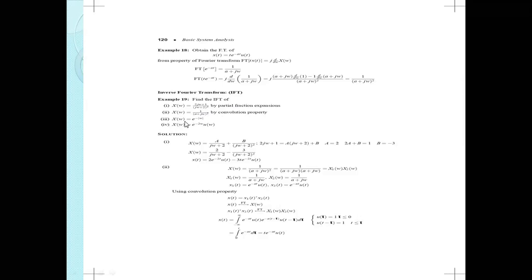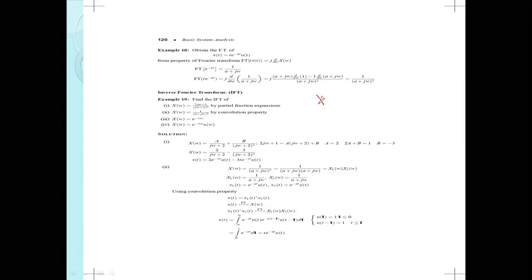And the third one, X of omega is equal to e power minus j, the magnitude of omega, and X of omega is equal to e power minus 2 omega into theta of omega. So first of all, you can take the first example. X of omega is equal to (2j omega plus 1) by (j omega plus 2) whole square, by using the partial fraction expansion method.